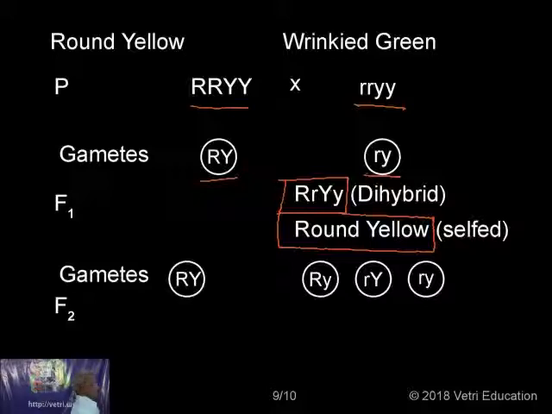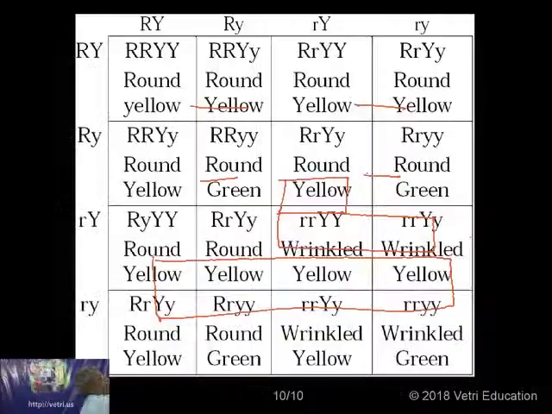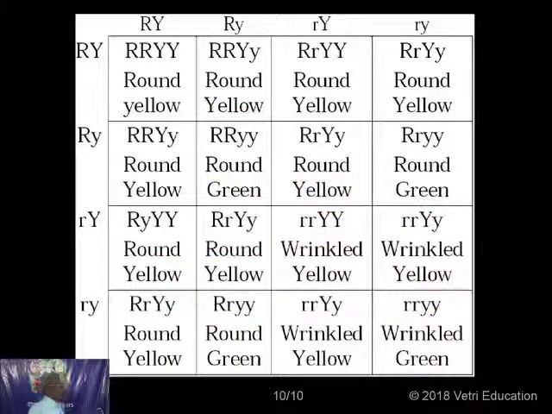So you get 4 gametes. Capital Y, capital R, capital Y, small r, small y, capital R, and small y, small r. 4 types of gametes. Male side and female side you have to write. Now you will be getting this in the checker square, which is showing beautifully the 9:3:3:1 ratio. Beautiful.